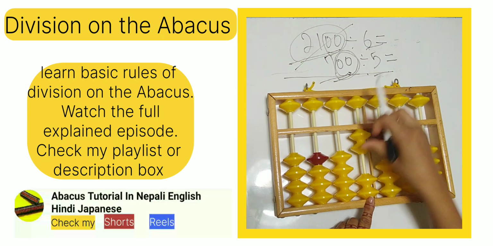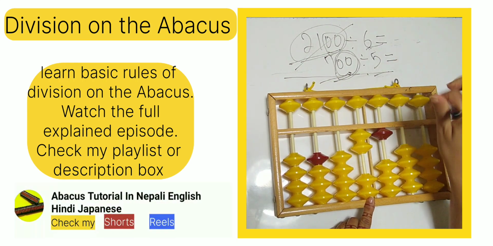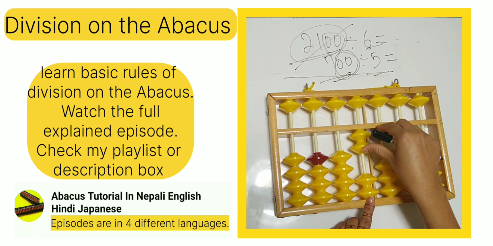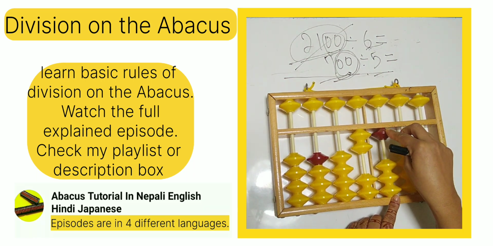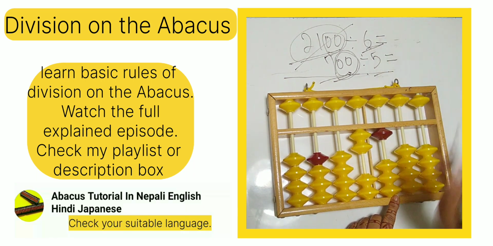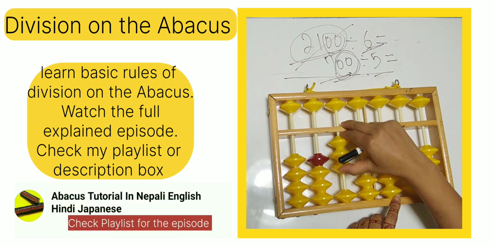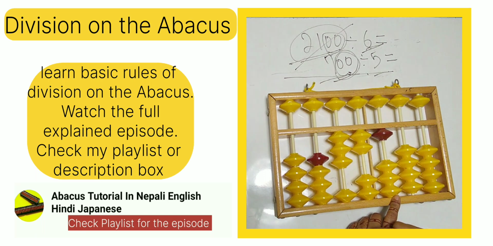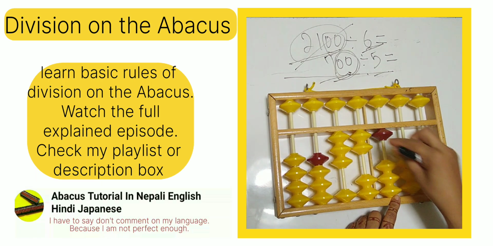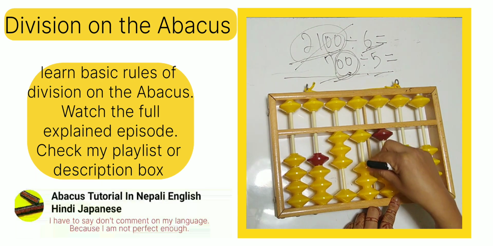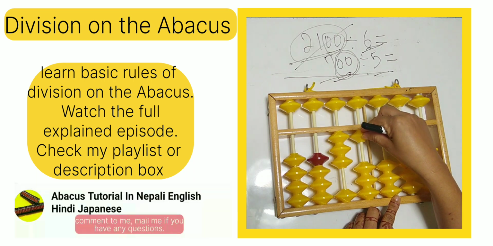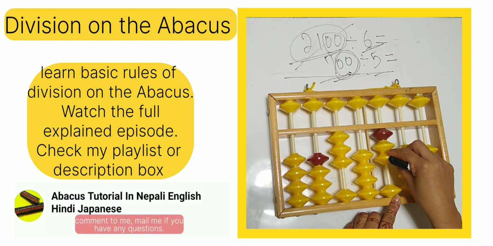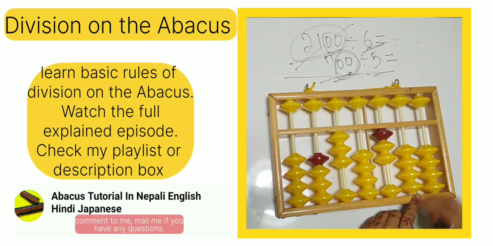So 2 divided by 6 is not possible. That's why I'm going to take 2 digits. Okay, 2, 1, 21 divided by 6. Your answer is 3. 6 threes are 18. So first you have to reduce 10 and next 8. Reduce 10 and add 2 here. Okay, and go to the next row.